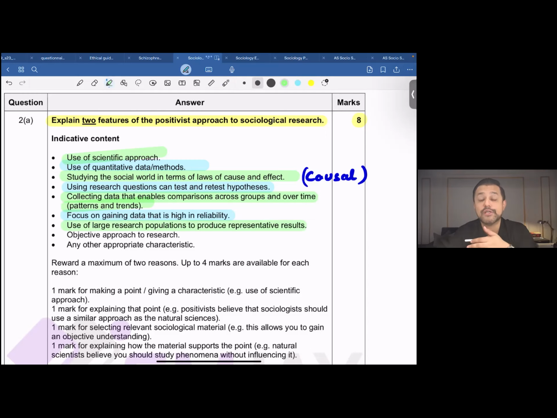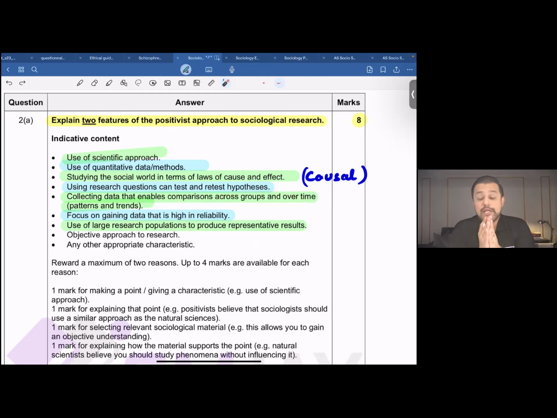you could distribute them. Let's just say you're a bunch of 5 friends, and each one of you takes 200 questionnaires and goes to different locations. You'd probably be able to get those questionnaires filled in a lesser amount of time as compared to collecting data through an interview, let's just say an unstructured interview. An unstructured interview is an example of qualitative data, right? So the use of large research populations to produce representative results.